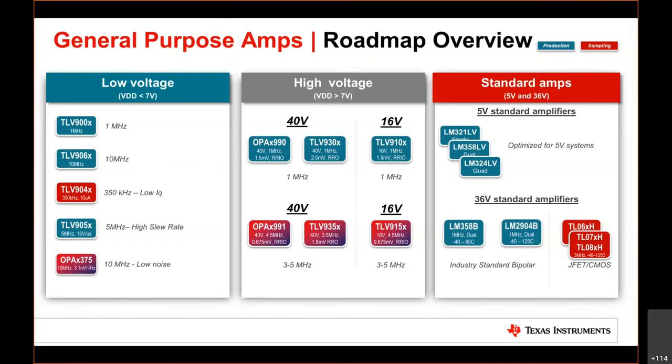In the high voltage, you'll see 40-volt and 16-volt releases, both from 1 megahertz and 3 to 5 megahertz bandwidth options. And then from the standard portfolio, we've refreshed the popular LM358 family of devices on a 5-volt CMOS process technology, as well as below a 36-volt bipolar process technology. And we're sampling the TL0XXH family, which is a popular JFET input architecture device.